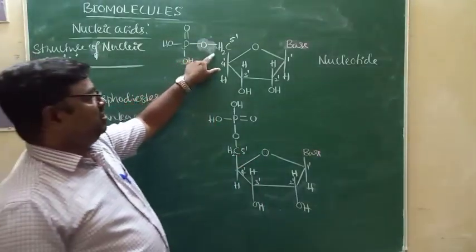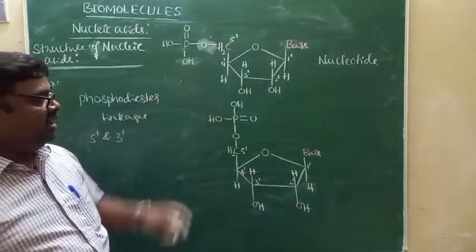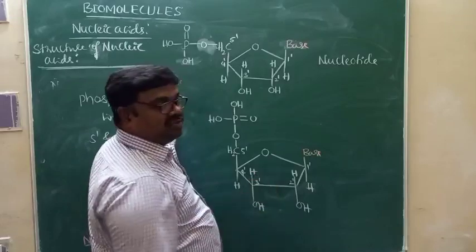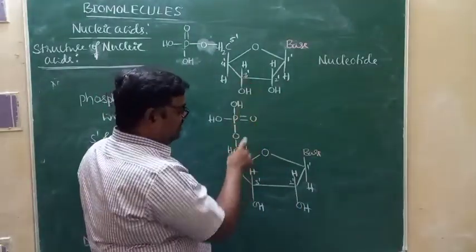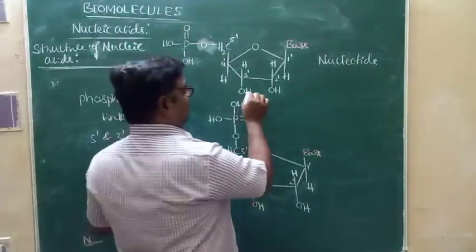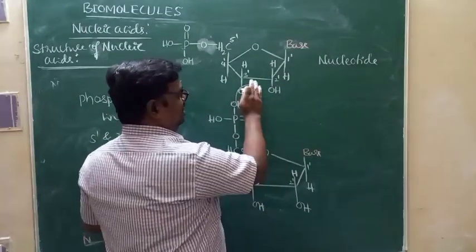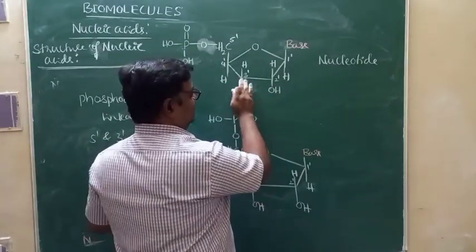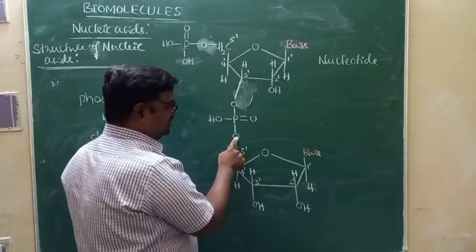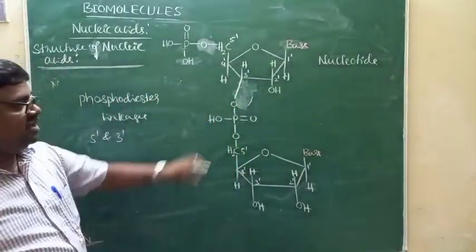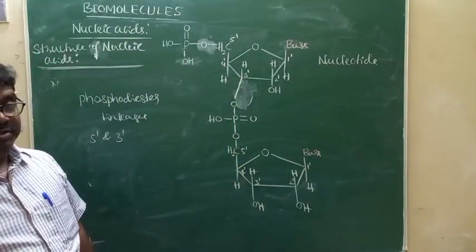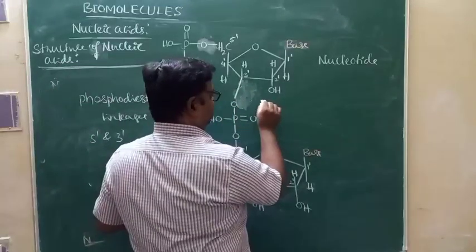So this is one nucleotide, another nucleotide, like this. Look at this, what I said: these nucleotides in nucleic acids are linked through phosphodiester linkages at the 3' and 5' positions of the pentose sugar. A linkage takes place like this. A molecule of water is removed here. This is one ester linkage. This is another ester linkage. This phosphoric acid is forming two ester linkages with the pentose sugar. This is what we call a phosphodiester linkage.